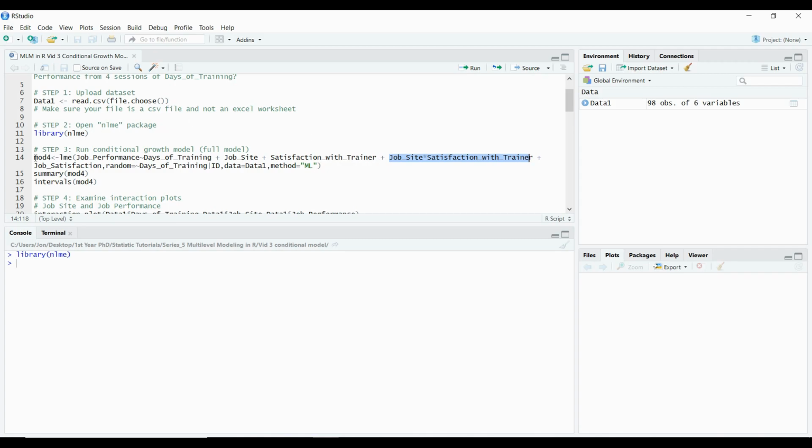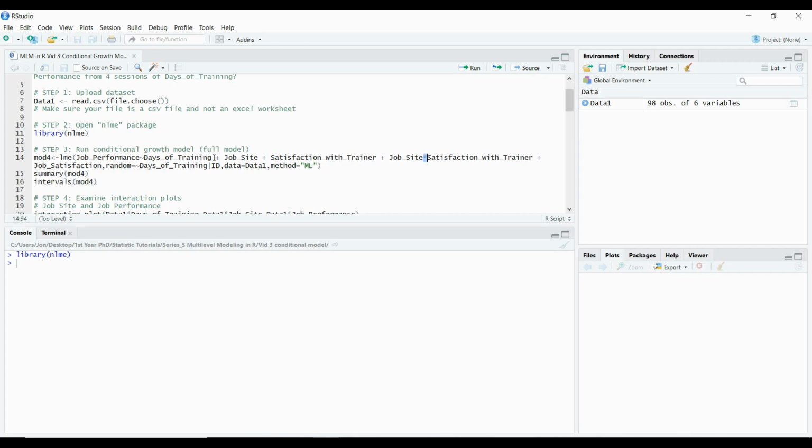And finally, we have overall job satisfaction as well. You could see I've added plus signs between each one because I'm really only interested in looking at the main effects and interactions for certain variables. If you do not add these plus signs and you just add a star between each of your variables, so it'll be, for example, days of training, star job site, star satisfaction with trainer, star job satisfaction, you're going to get a lot of different interactions. And if you don't have hypotheses for these interactions, it's not really an appropriate method to take.